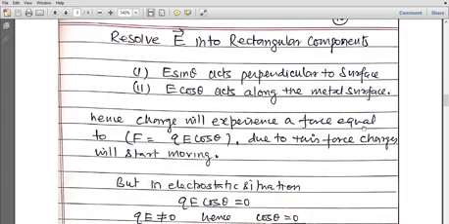Now I have resolved the electric field into rectangular components. Now hence the charge will experience a force equal to, what is the formula for force?